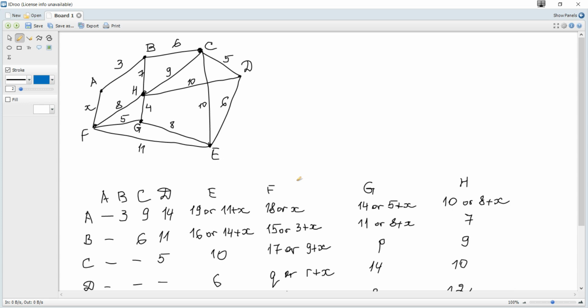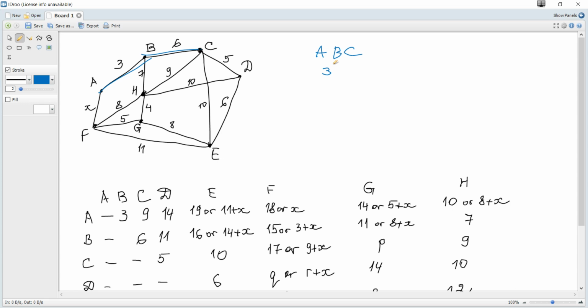What is a Hamiltonian cycle? To visit all vertices once, and we start and finish at the same vertex. It is not specified at which vertex we should start and finish, so let's choose, for example, A, and from A it may be to B, then to C.